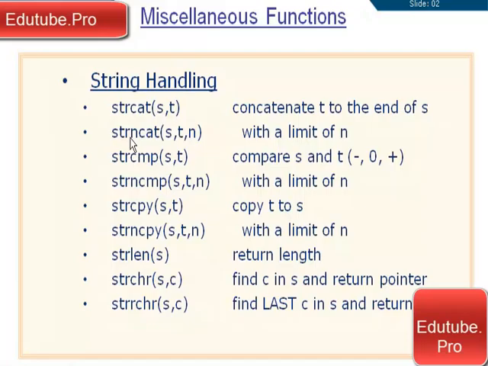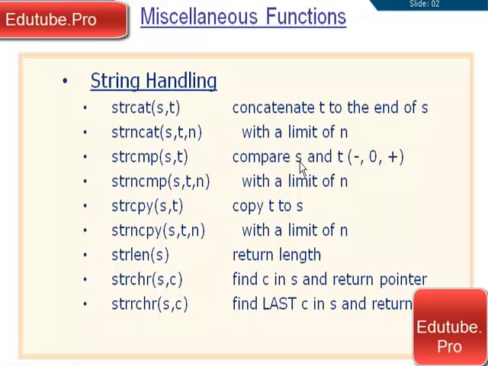strncat does a concatenation. Again, it concatenates T to the end of S, but only for N characters. So you have 3 parameters to strncat. That way you won't add any more characters than you want to, so that you don't overrun the end of S. Here's a string compare, S and T.